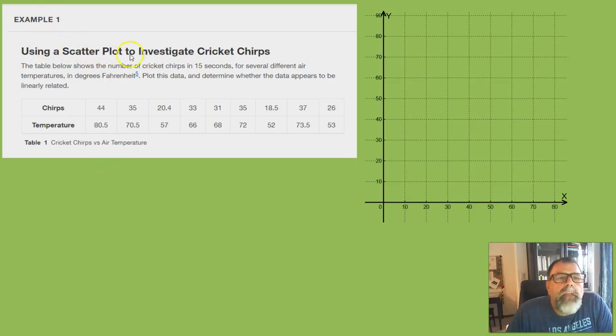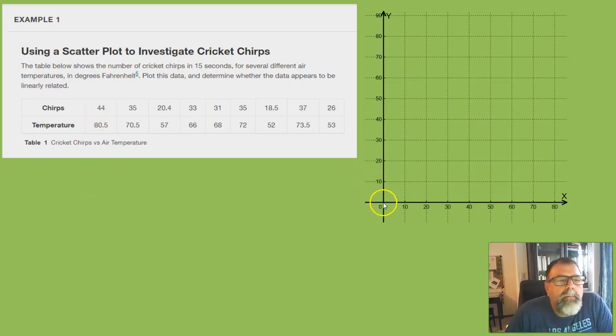Example 1, using a scatter plot to investigate cricket chirps. The table below shows the number of cricket chirps in 15 seconds for several different air temperatures in degrees Fahrenheit. Plot this data and determine whether the data appears to be linearly related.